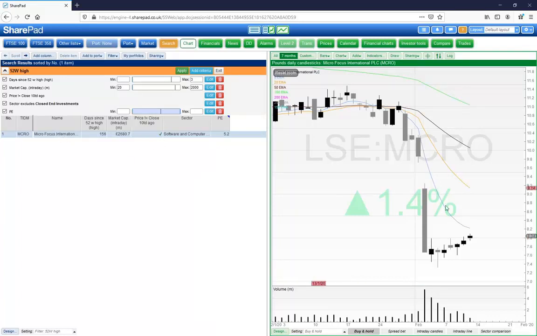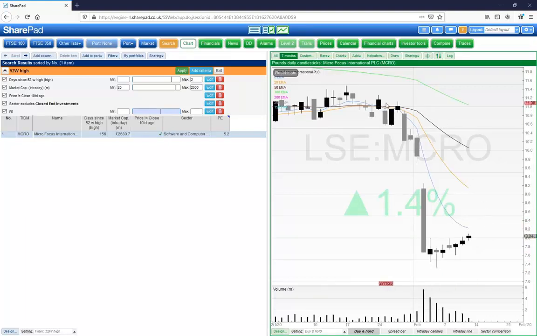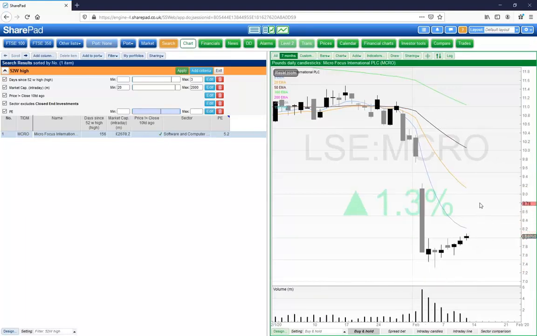I believe Micro Focus is a shares-traded stock as well. If I wanted to trade this, I would probably trade it short, because for it to get to where it was, there's going to be a lot of sellers all the way up, trapped buyers, people who bought at 11.50. They're now 25% down. If they've got a large position, they'll want to get out.